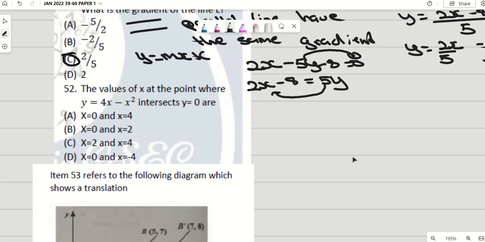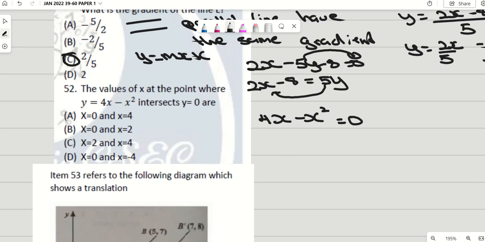Number 52. The values of x at the point where y equals 4x minus x squared intersects y equals 0 are. So they're telling you, when y equals 0, solve for 4x minus x squared equals 0. When you have something like this, guys, we are going to factorize. So what do 4x and minus x squared have in common? They have x in common. So we're going to factorize out that x.